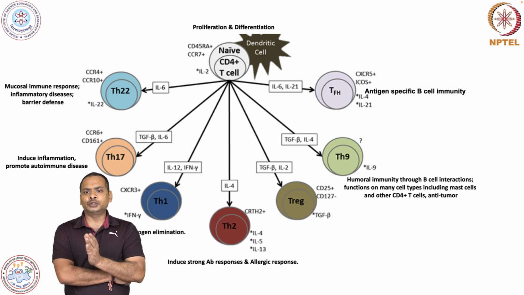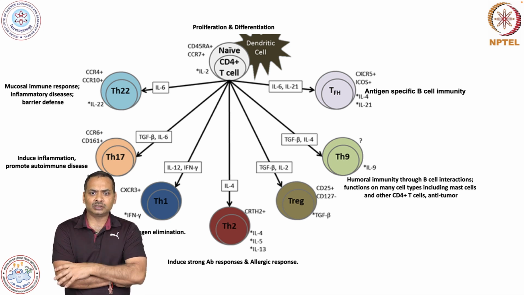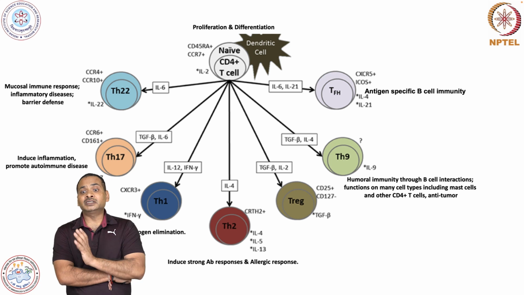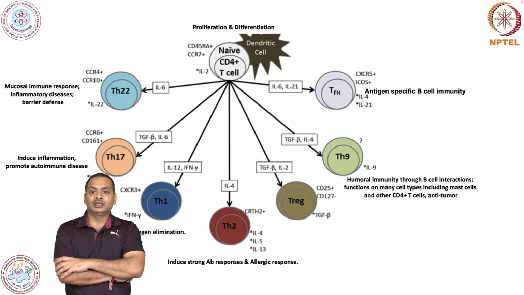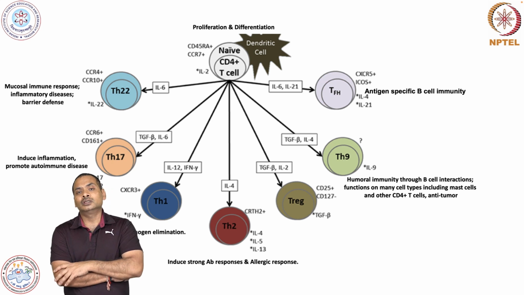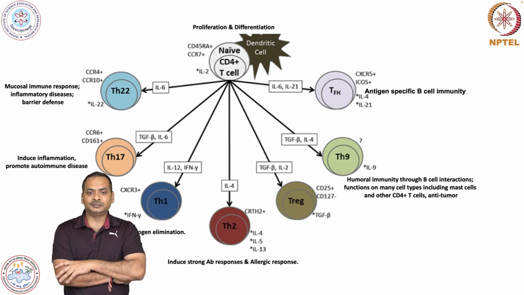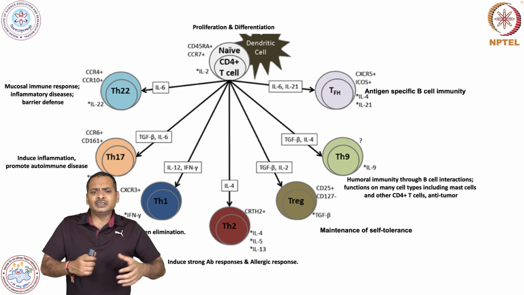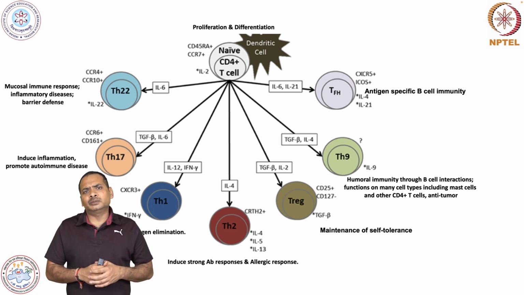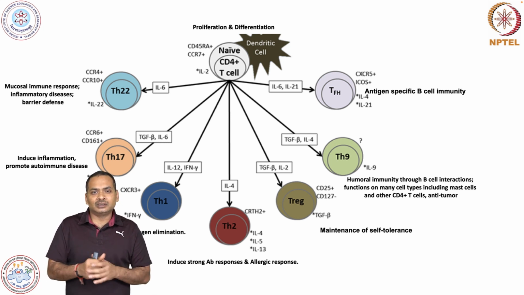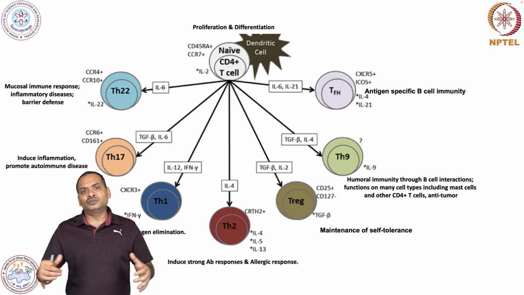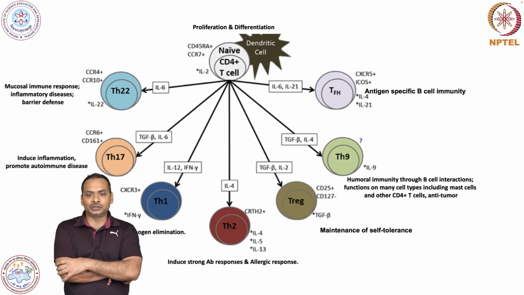Besides this, they promote humoral immunity through B cell interaction, and function on many cell types including mast cells. So they modulate mast cells and other CD4 positive T cells. There is a Treg cell. The Treg cell is basically a regulatory T cell, and these regulatory T cells play an important role in damping T cell mediated immune responses.